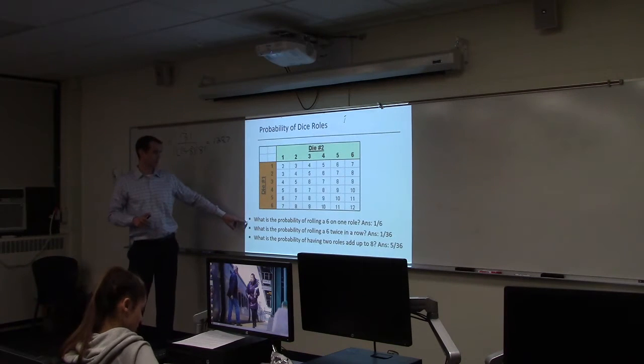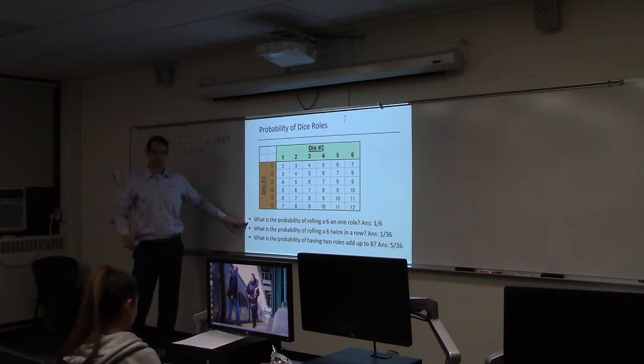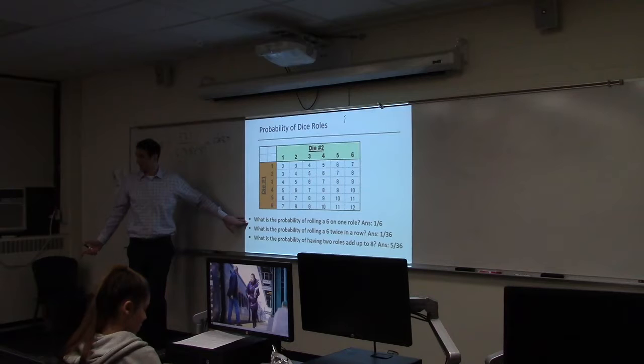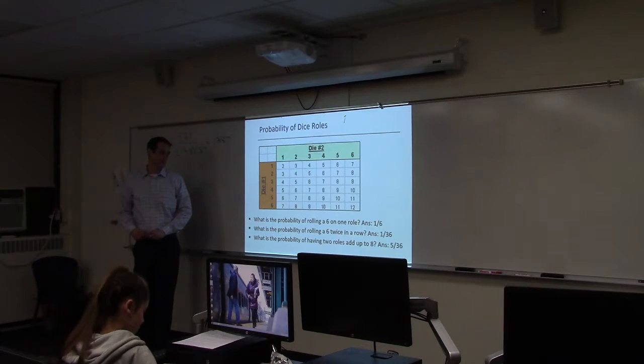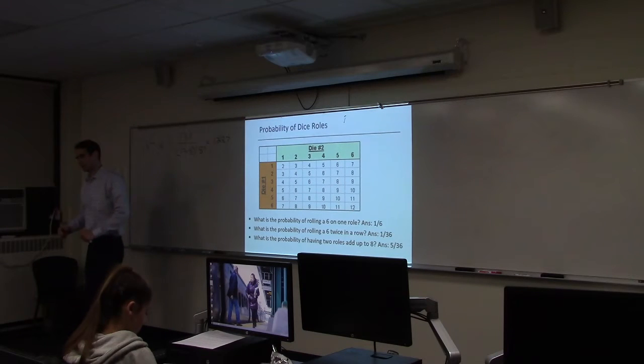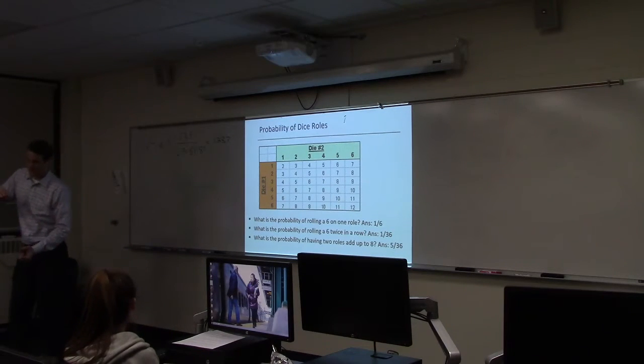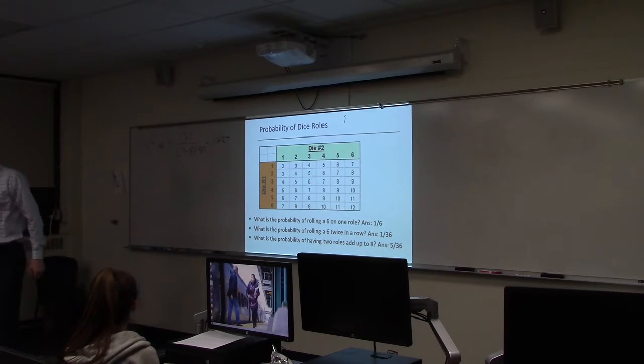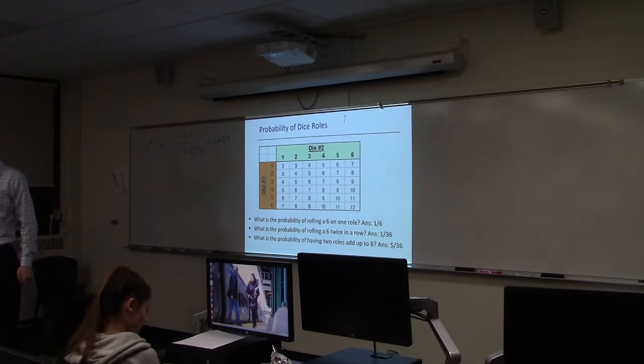So what is the probability of rolling a 6 on one roll? 1/6. What is the probability of rolling a 6 twice in a row, i.e. the first die is a 6 and the second die is a 6? Wow. Plus 36 times multiply.